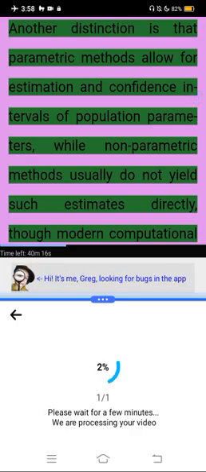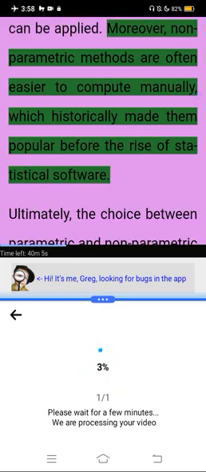Another distinction is that parametric methods allow for estimation and confidence intervals of population parameters, while non-parametric methods usually do not yield such estimates directly, though modern computational techniques like bootstrapping can be applied. Moreover, non-parametric methods are often easier to compute manually, which historically made them popular before the rise of statistical software.